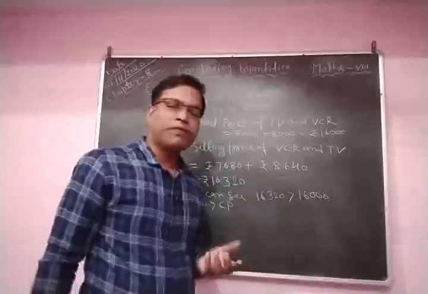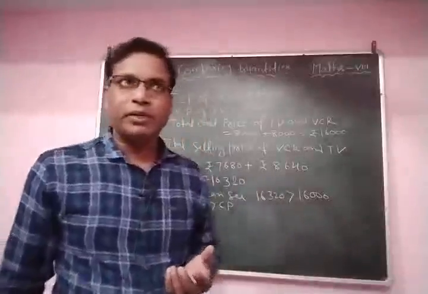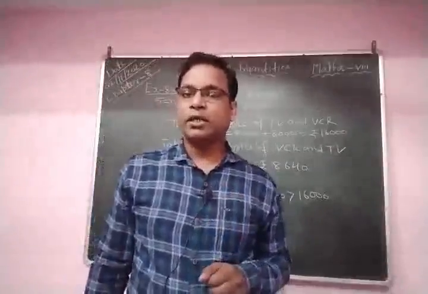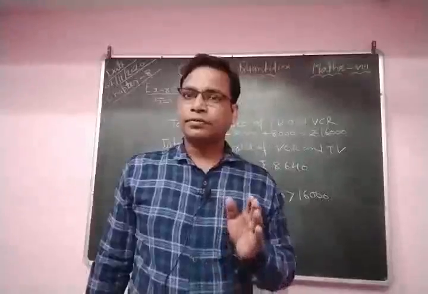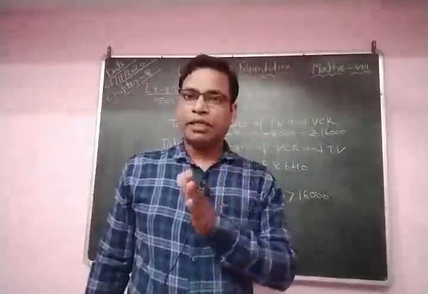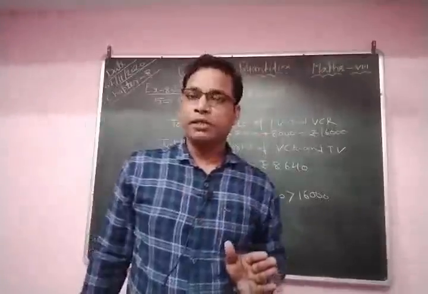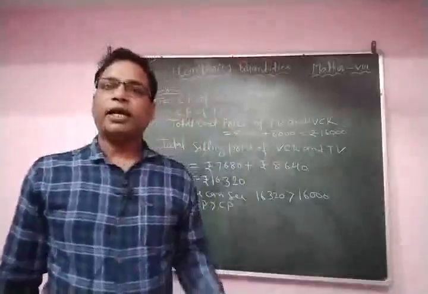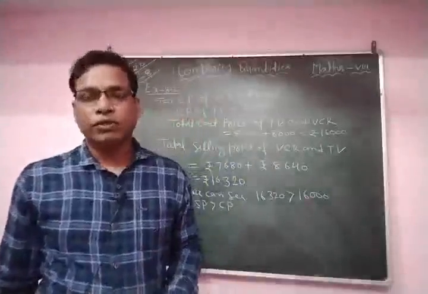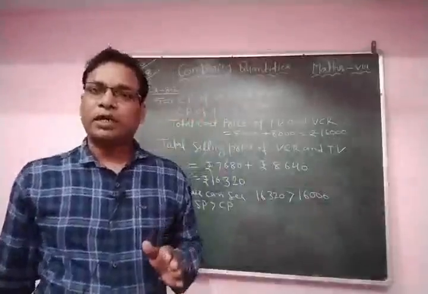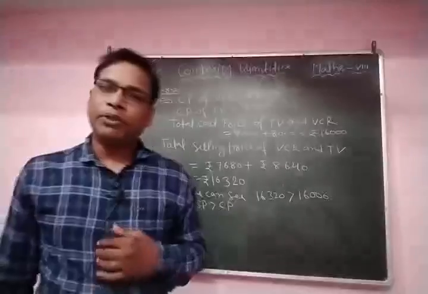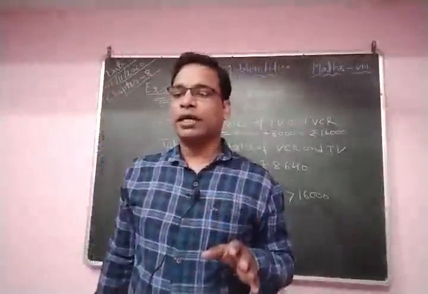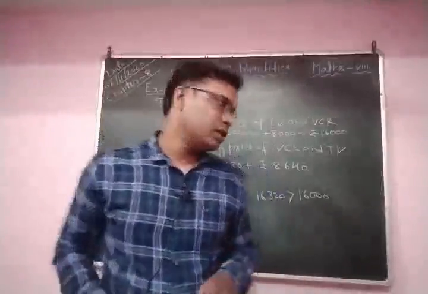Okay, so how can you find profit percentage? We know very well, first to find profit. What is profit in whole transactions? Profit is equal to SP minus CP. So here SP is 16,320 and CP is 16,000. So you obtain profit is 320 rupees. After this you find profit percentage, or you can say gain percentage. Gain or profit both are same. Clear?